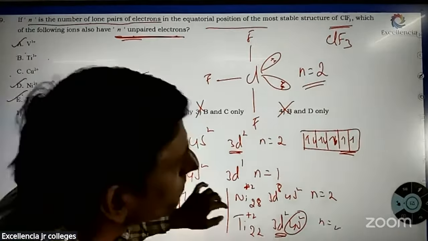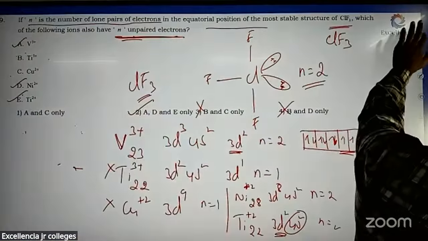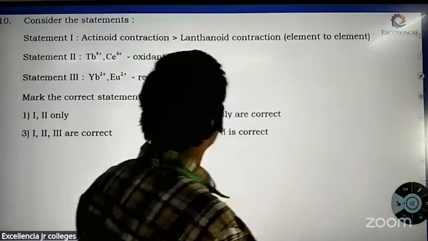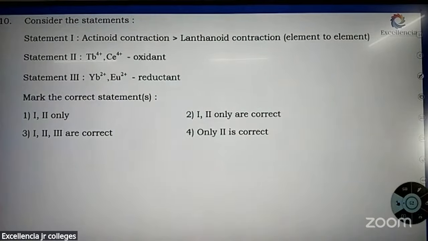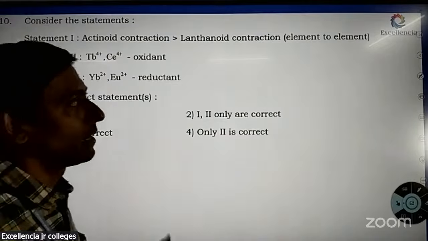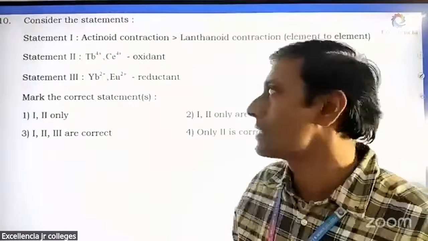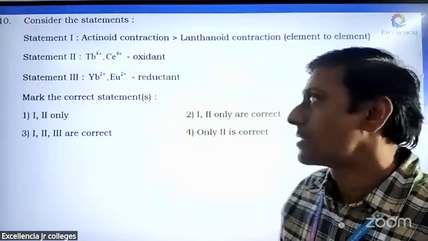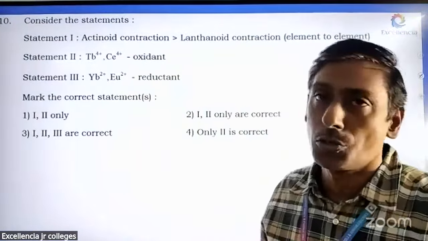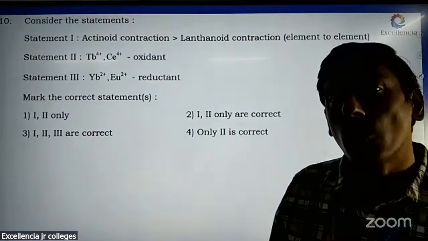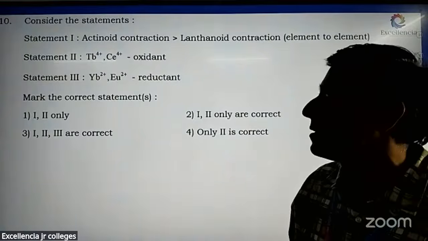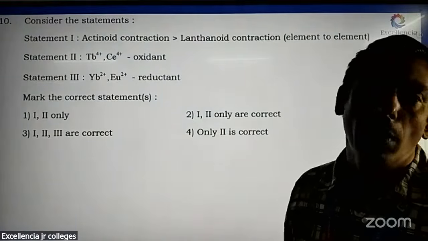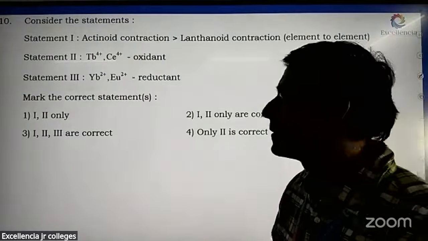Next question. Right. Next question. Consider the statements. Again, statement questions. See, as I was saying, the number of statement questions is increasing every year. The statement type of questions are increasing. So you should concentrate on the statement questions more while practicing. Also practice the statement questions in more number because statement questions are increasing every time.